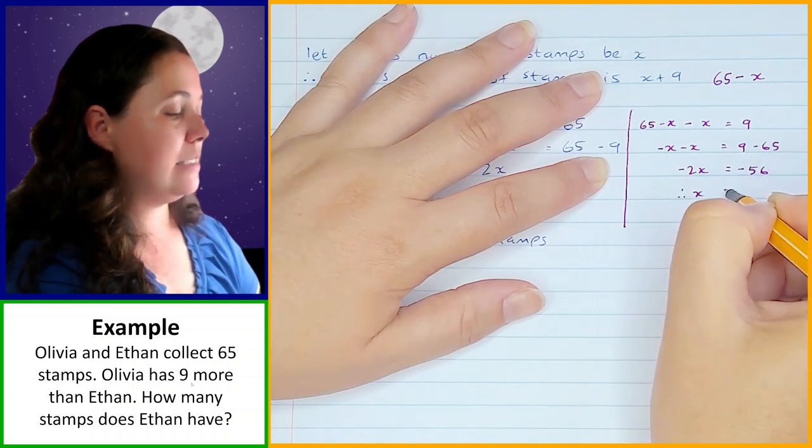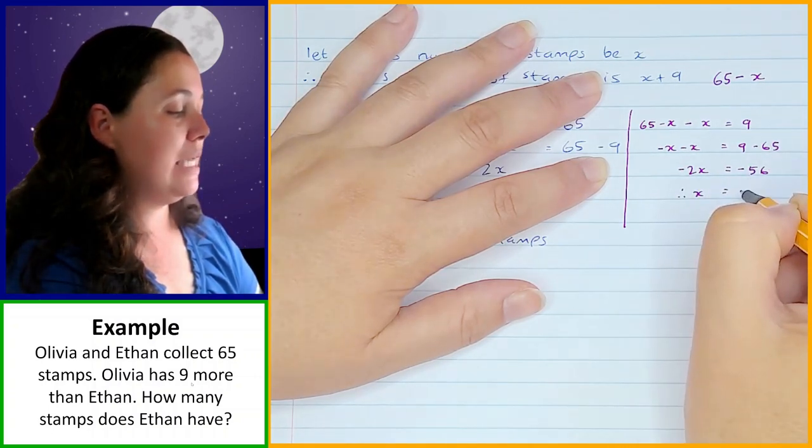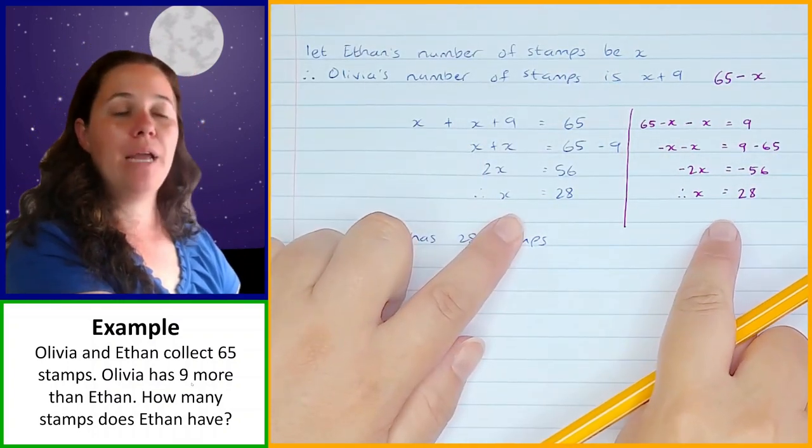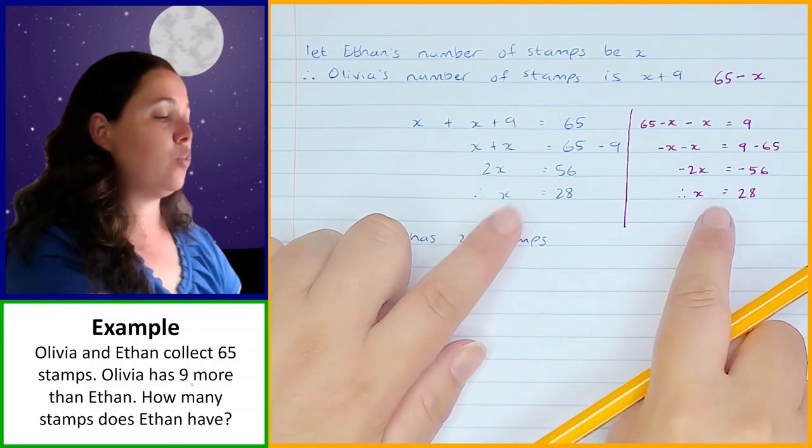So therefore, x is equal to, I divide by negative 2 on both sides. That gives me positive 28. So I get exactly the same value for x as I did over here. So it doesn't matter which way you do it.